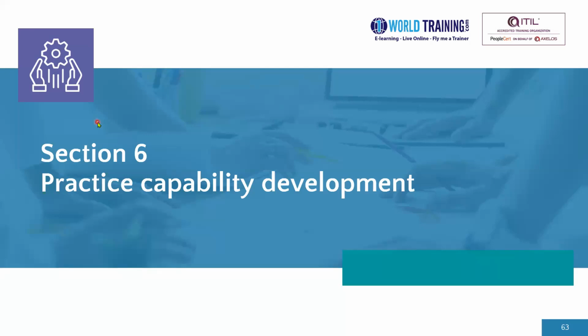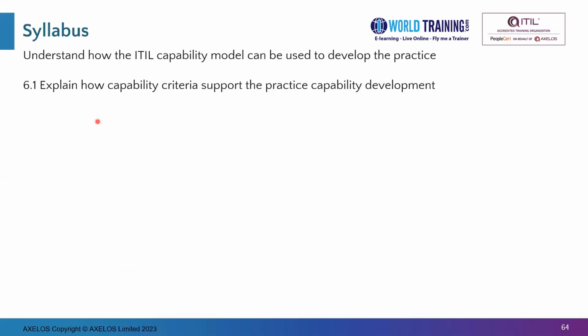We are now in section 6, the practice capability development for the change enablement practice. The exam syllabus for this topic would be to understand how the ITIL capability model can be used to develop the practice and how the capability criteria for each level of capability support the practice capability development. The practice success factors that we understood earlier cannot be developed overnight.